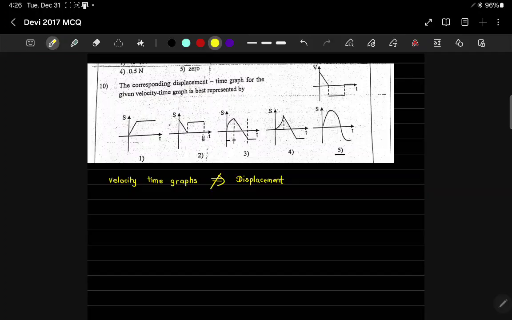Displacement is a measurement of a position, as in where an object is relative to another point. From a velocity time graph, you can obtain change in displacements. Change in displacements. How is it? You can consider the area under the curve.